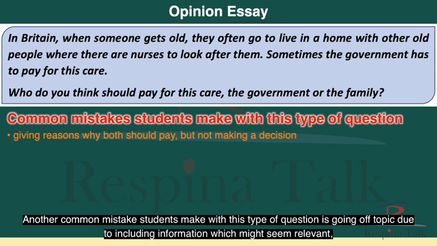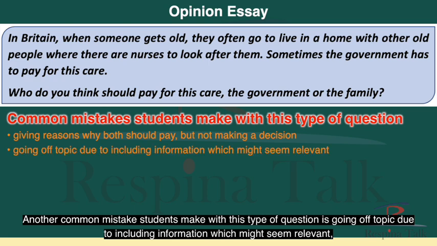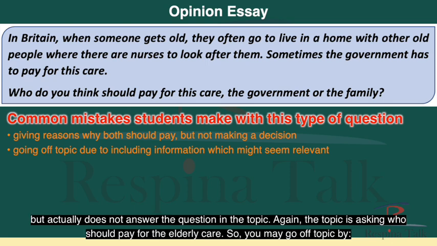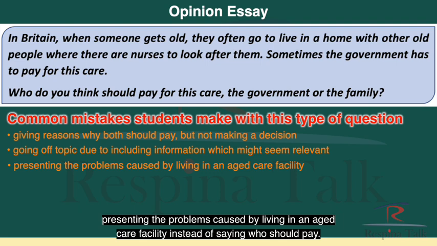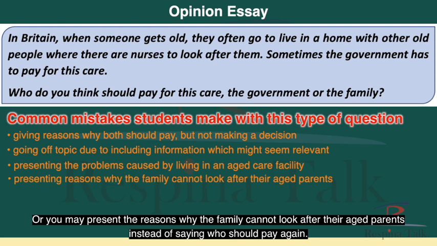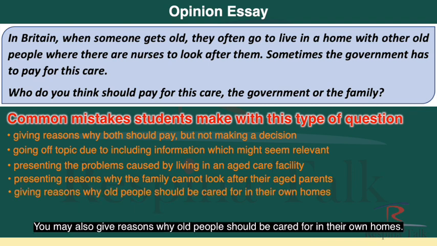Another common mistake students make with this type of question is going off topic, due to including information which might seem relevant but actually does not answer the question in the topic. Again, the topic is asking who should pay for the elderly care. So you may go off topic by presenting the problems caused by living in an aged care facility instead of saying who should pay. Or you may present reasons why the family cannot look after their aged parents instead of saying who should pay again. You may also give reasons why old people should be cared for in their own homes.